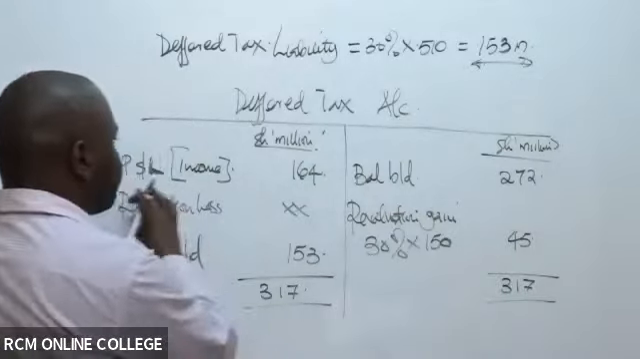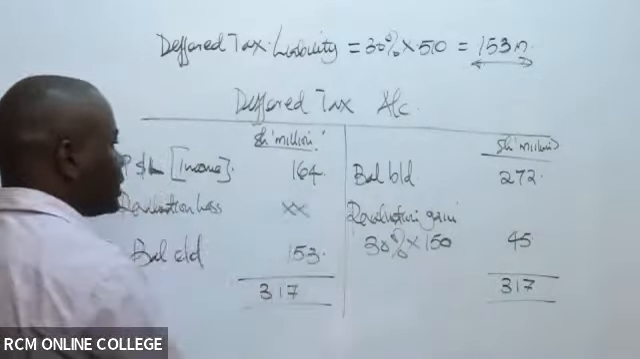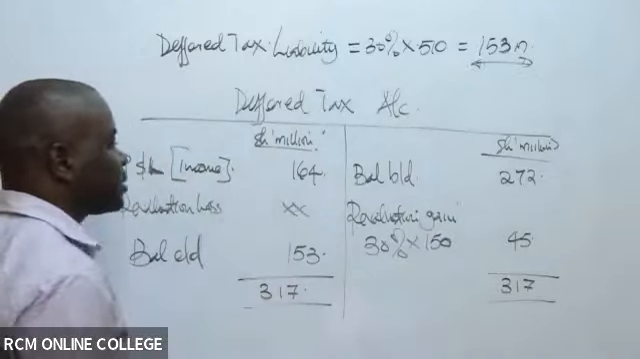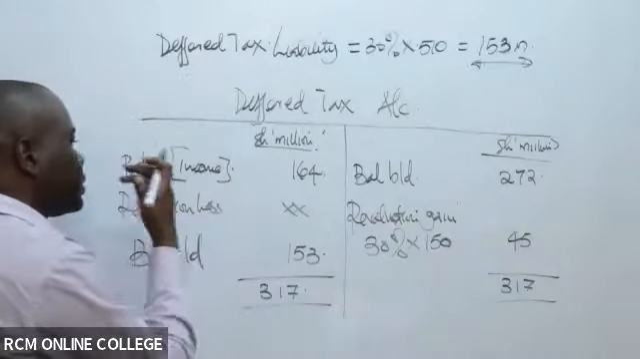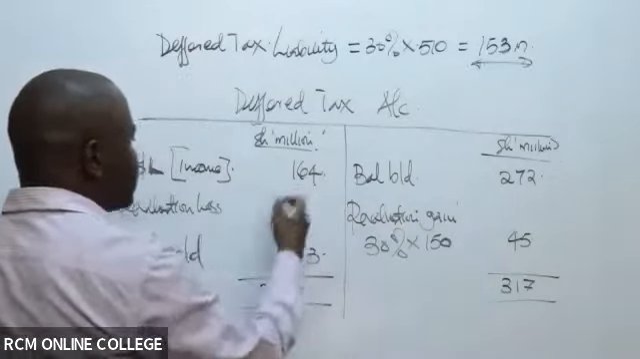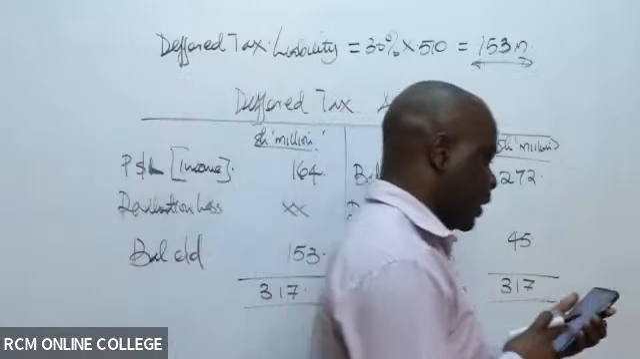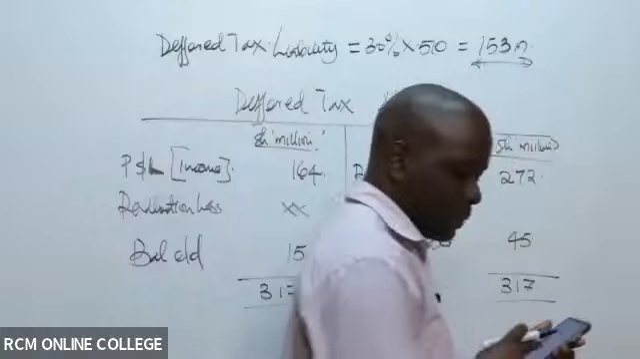So it will actually go to the P&L account, which will be 164. It was a deferred tax gain. So in this case, it will end up going as an income.